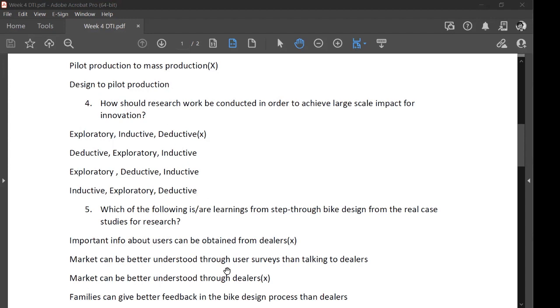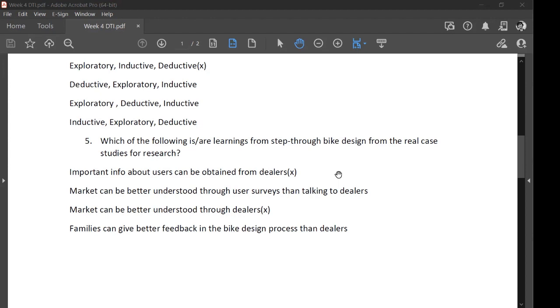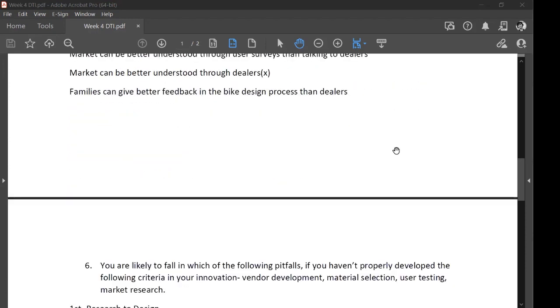And that's kind of how we arrive at this whole exploratory, inductive, and deductive process. Okay, so going to the next question. Which of the following is our learnings from step through bike design from the real case studies for research? First option is important info about users can be obtained from dealers. Second is market can be better understood through user surveys than talking to dealers. Third is market can be understood through dealers. Fourth is families can give better feedback in the bike design process than dealers.